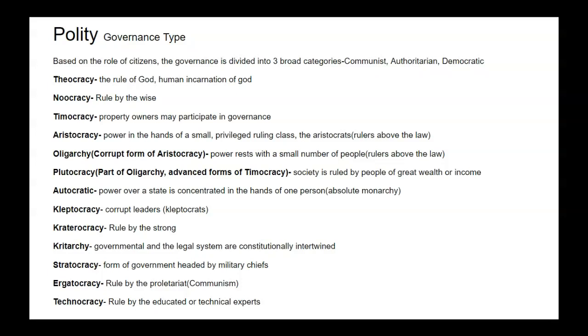Then ergatocracy. In ergatocracy, it is the rule of the proletariat, or another term for communism. Then technocracy. In technocracy, the power or rule is held by educated or technical experts.